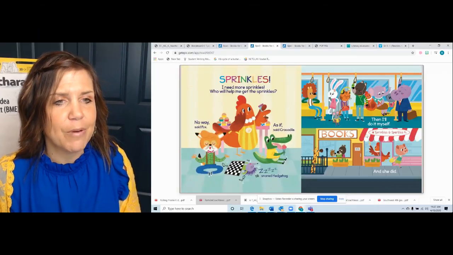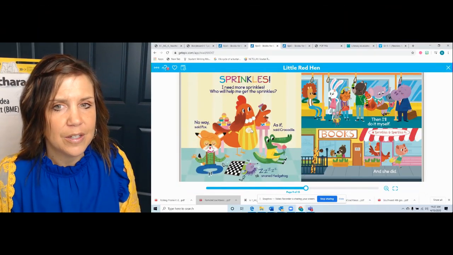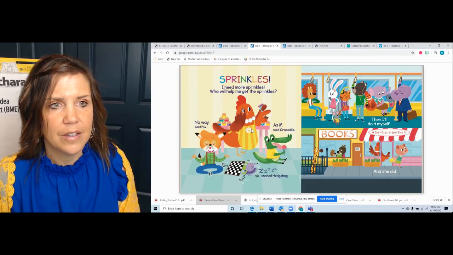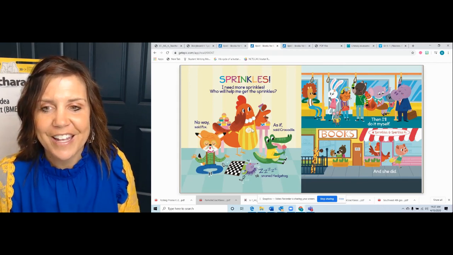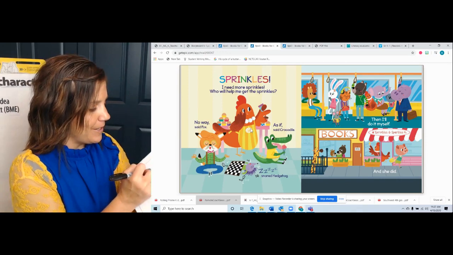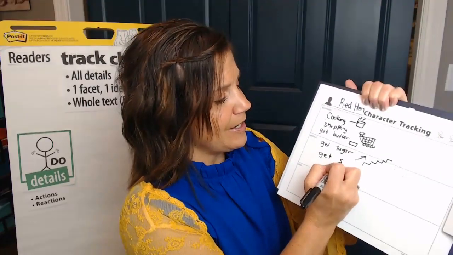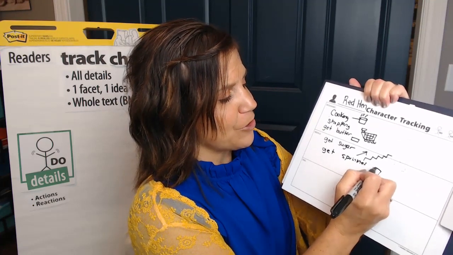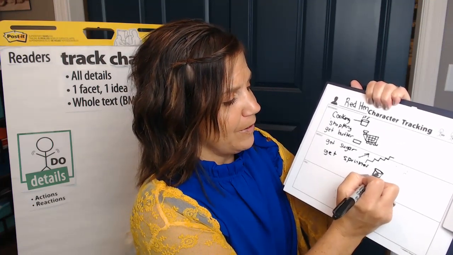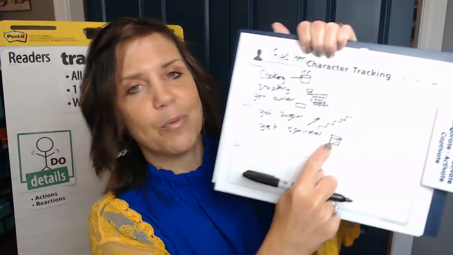Now let's look and see what Little Red's doing on this page. She forgot the sprinkles, didn't she? Is that what you said? She had to go get sprinkles. I'm going to write get sprinkles. She had to go to the sprinkle shop. So I'll draw like a little container of sprinkles. She had to get sprinkles at Sprinkles and Sparkles, didn't she? Okay. What about on this page?